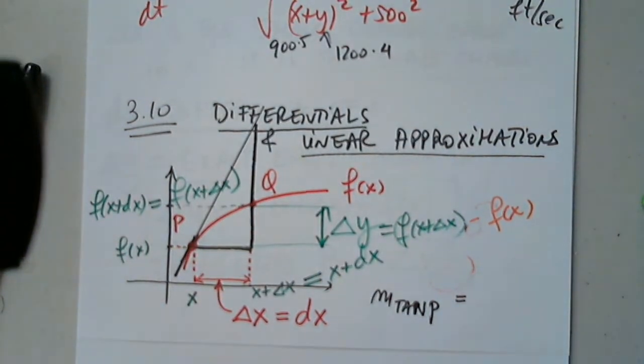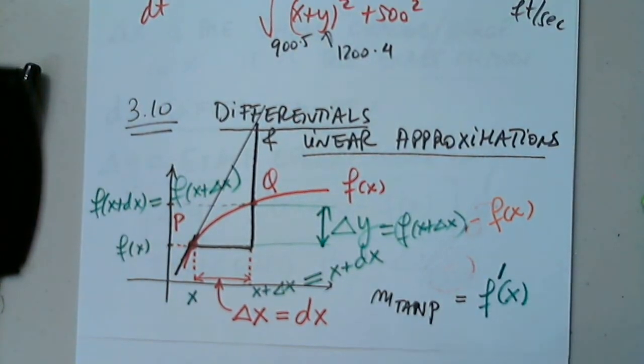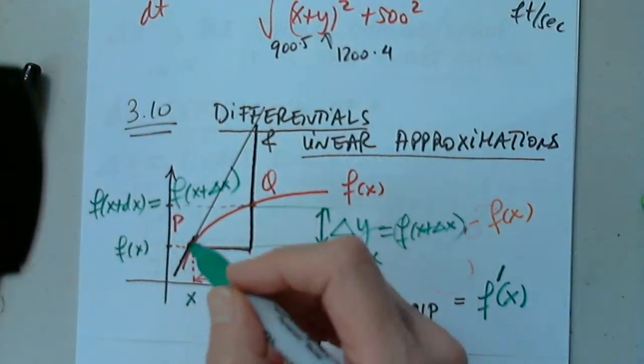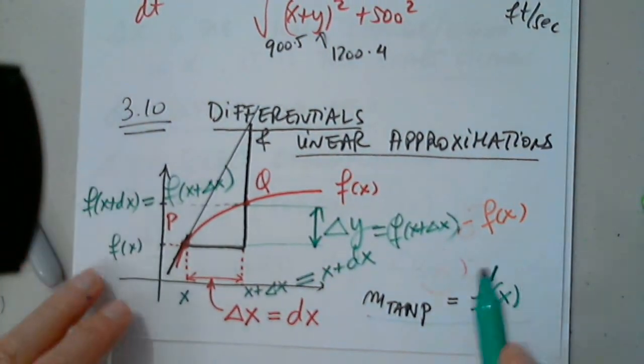Anyone? Tangent at P? We've done this many times. We know what the tangent at P equals to. The slope is the derivative. Excellent. Of course, it's f prime at this point. F prime of this point is the slope of the tangent line at P. We know that for quite some time.